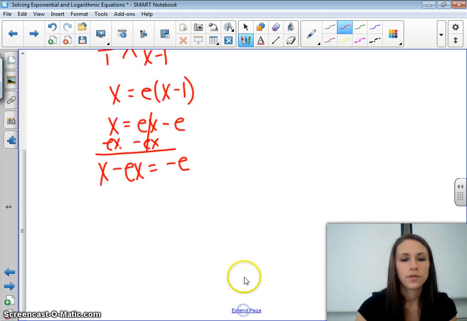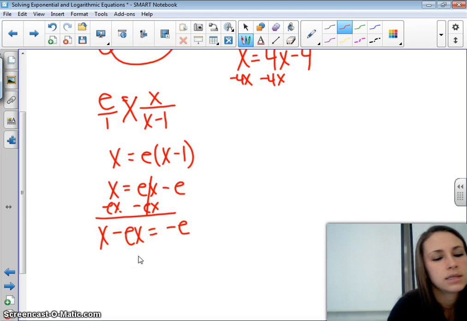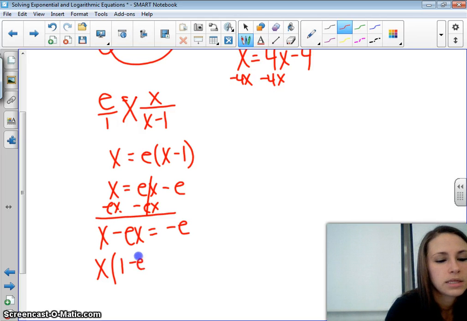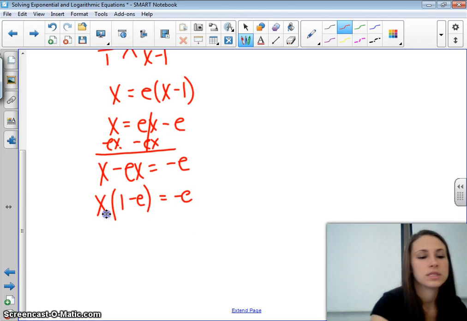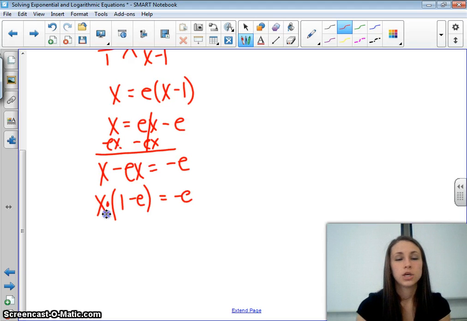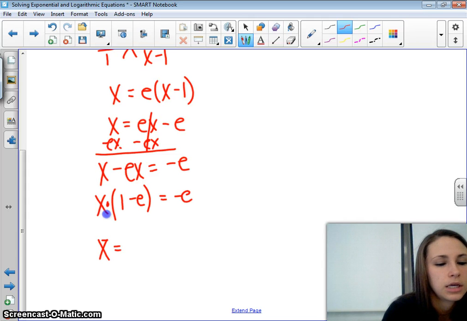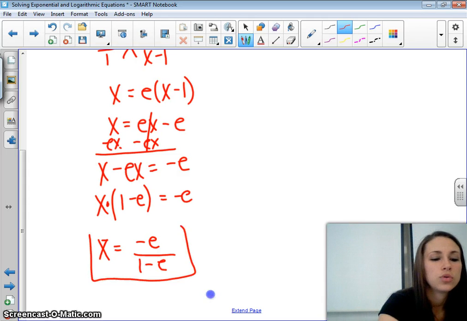Now, the last thing I would do, since we're trying to solve for x, so I want to get x by itself, is since there are two x's right here and this is an e, I can take this x out, just factor it out, and then this is going to leave me with 1 minus e equals negative e. And so the way that I would solve this, x is being multiplied by the 1 minus e, so I'm just going to take that 1 minus e and divide it over. So x is going to equal negative e divided by 1 minus e. And so this is my solution. If you left it like that, that's fine.